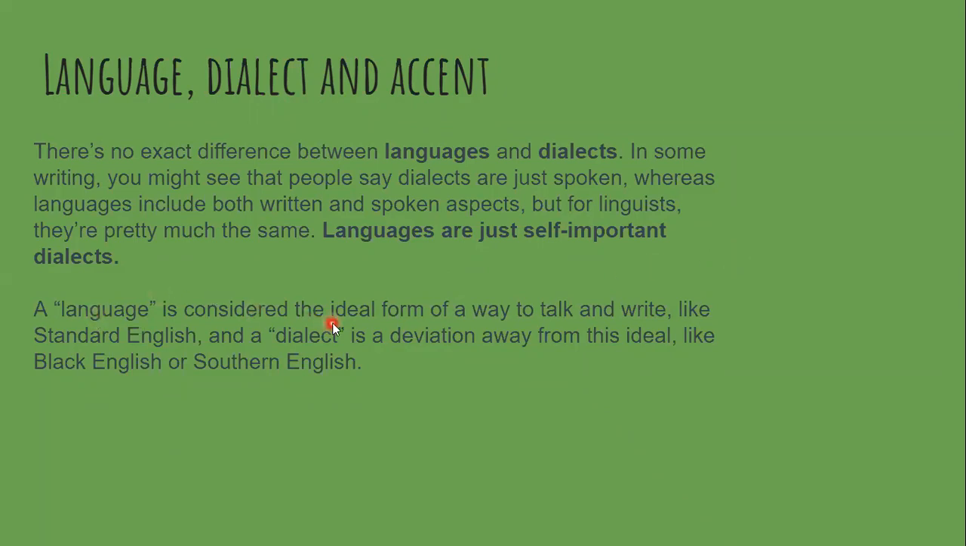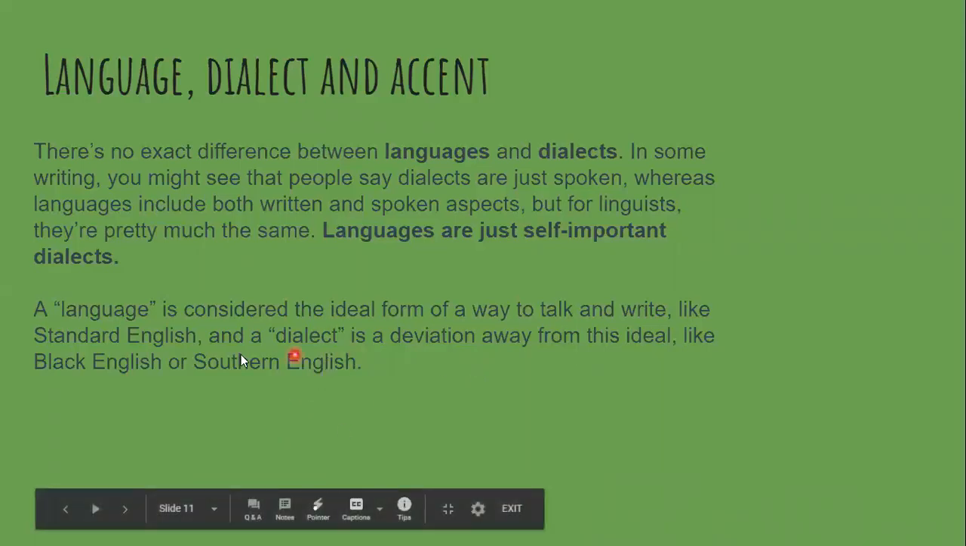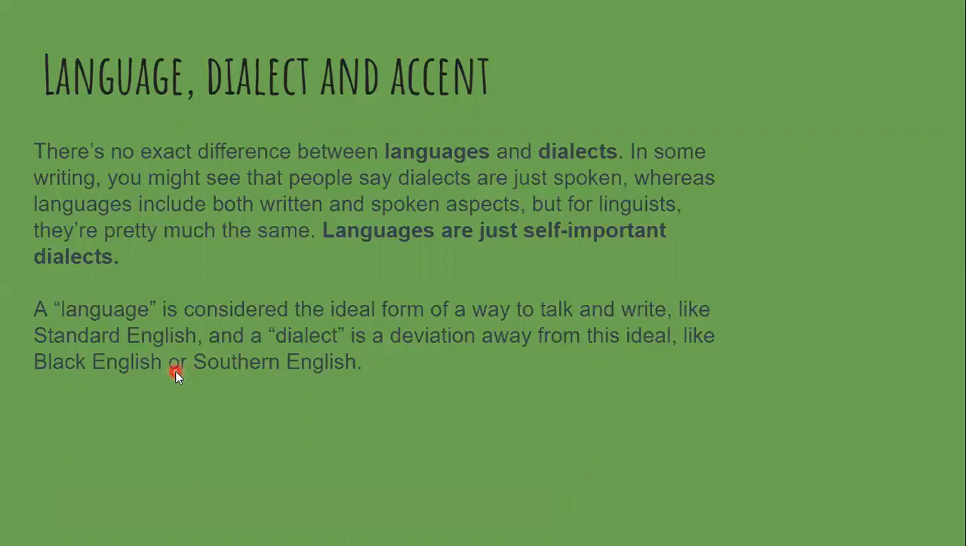Here we have another example. The language is considered the ideal form of the way to talk and write. That would be like a standard Spanish as we have in our country. And a dialect is a deviation away from the ideal. So it changes a lot. You can still understand it, but you wouldn't write it on paper like a formal thing. Here we have examples like Black English and Southern English, which are a bit difficult to understand. We can also have dialects like how people in the north speak, how people in the south of Chile speak. We also have variations like Goa and other things.